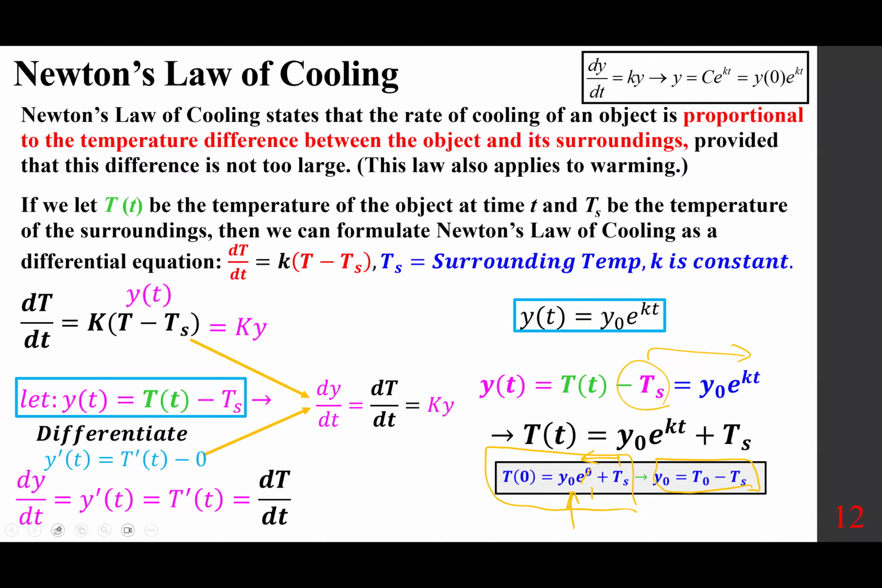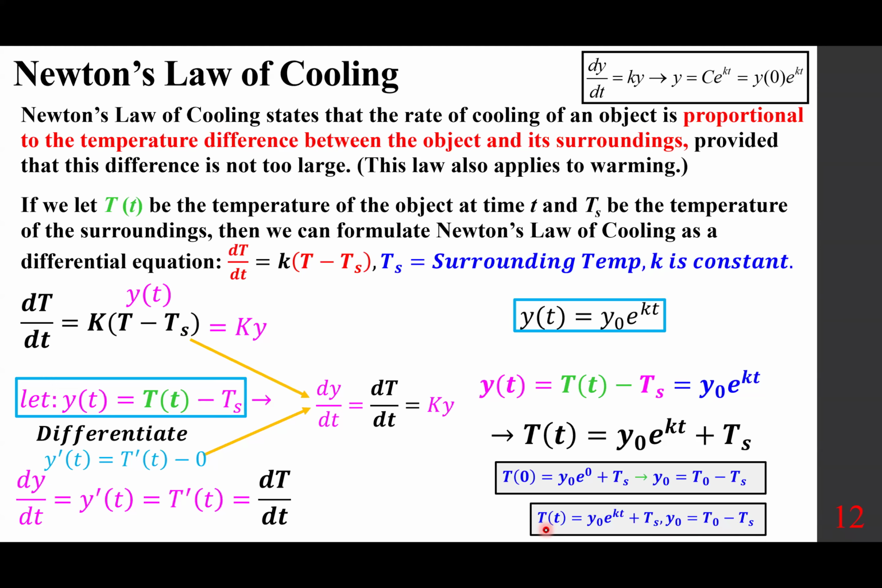Again, let me erase my work. Here's the final result. We proved, believe it or not, that T of t, capital T of t, is y sub 0 e to the power of kt plus T sub s, where y sub 0 is T sub 0 minus T sub s. And even if you don't remember that, just replace the t with 0 and this comes to you, class. Again, what is the value of y sub 0? I don't know. Plug in 0. Okay? And you'll see that.